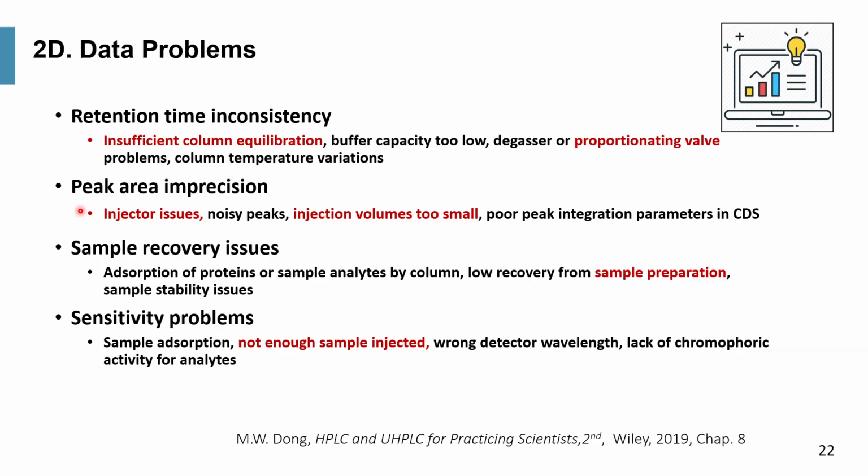Peak area imprecision is mostly caused by the injector or the sampler, or the injection volume being too small. Often you can actually make a very small injection, like 0.5 microliter, even on UHPLC, or even sometimes 0.1, but don't expect a high level of precision when you make such a small injection, because it's very difficult to do that.